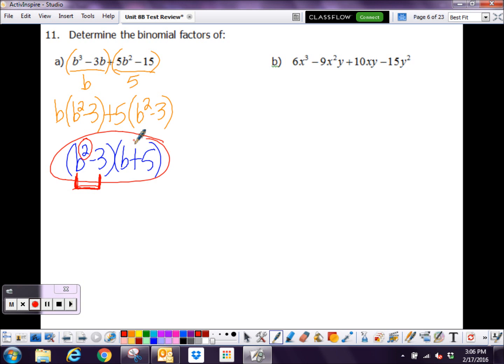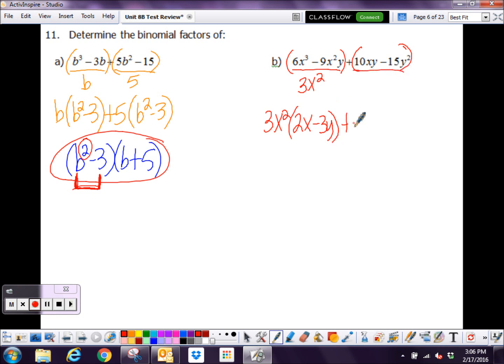All right, now looking at b, I have 4 terms again, so I'm going to go straight into grouping, if you don't have a GCF in all of it, and we don't. Okay, so I'm going to look at my first group. My first group, they have a 3 in common, and they have x squared in common. So I'm going to take 3x squared out. If I divide that out, that leaves me with 2x minus 3y.